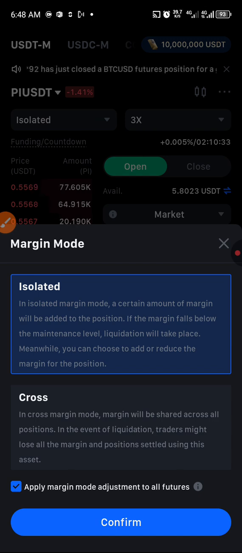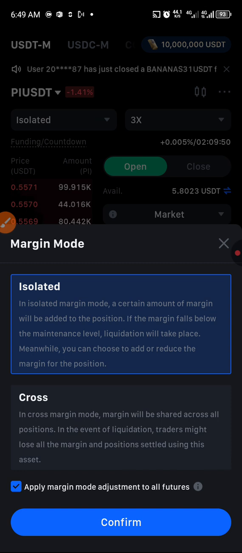Cross means if you have 10 USDT, all your 10 USDT will be affected during your trading. So that means if you have 10 USDT and you enter a trade with 2 USDT, if the trade is going against you, because you used cross, what the system will do is, even when you are on loss of 2 USDT, your trade will keep on running because you still have other funds.